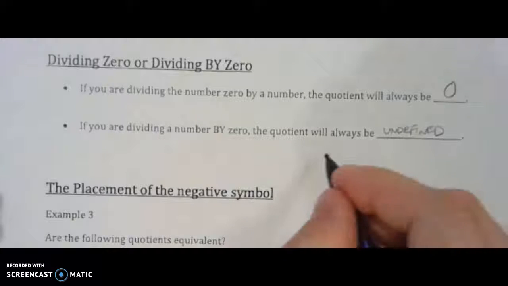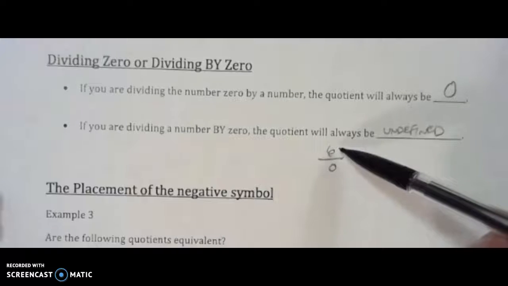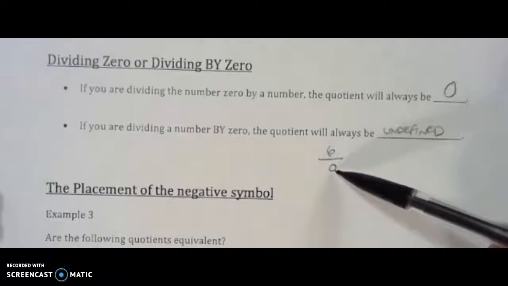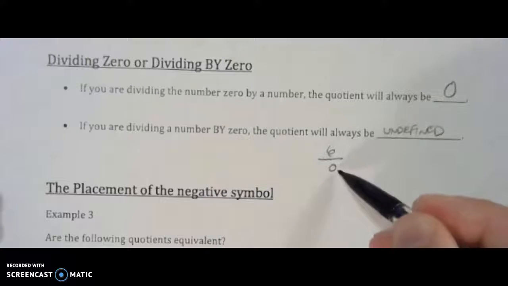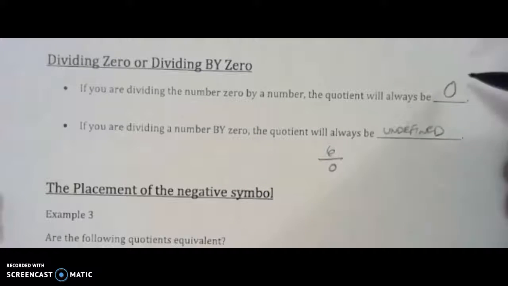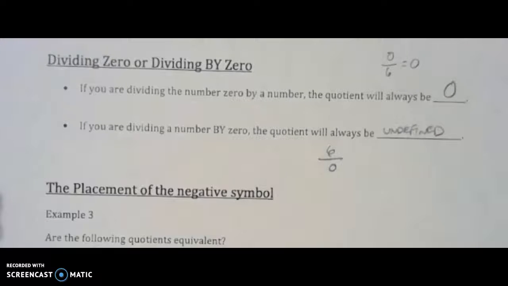Okay, so for example, 6 divided by 0. I can't take something that has 6 objects in it and divide it into no groups. There's always going to be some sort of group. So this can't happen. You can't divide by 0. That's undefined. But 0 can be divided by a number. 0 divided by 6 is equal to 0.